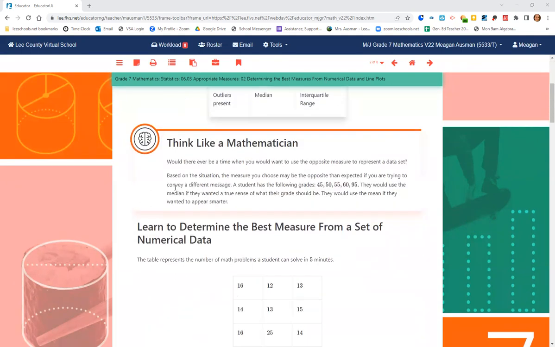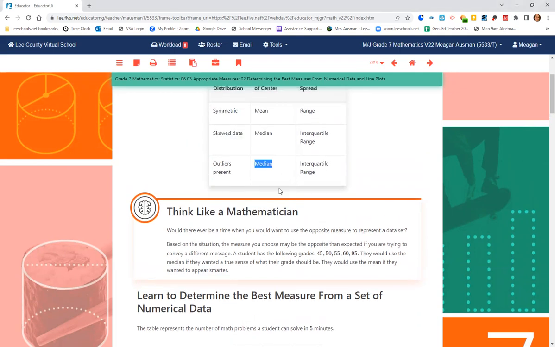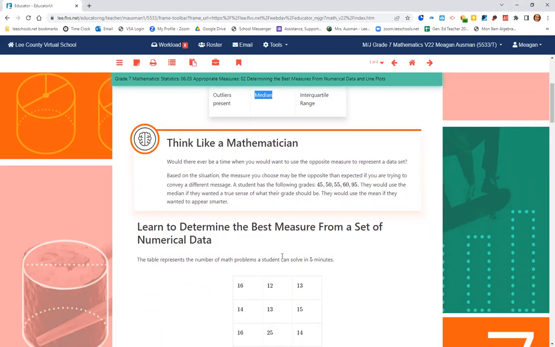So thinking like a mathematician, would there ever be a time when you would want to use the opposite measure to represent a data set? Based on the situation, the measure you choose may be the opposite than expected if you're trying to convey a different message. So a student has the following grades: 45, 50, 55, 60, and 95. They would use the median if they wanted a true sense of what their grade should be. But if they want to tell their parents what their grades are, they might use the mean to show that their grades are a little higher. So even though, because there is that big outlier, the 95, median is the one we should use, the mean would show us a higher score.